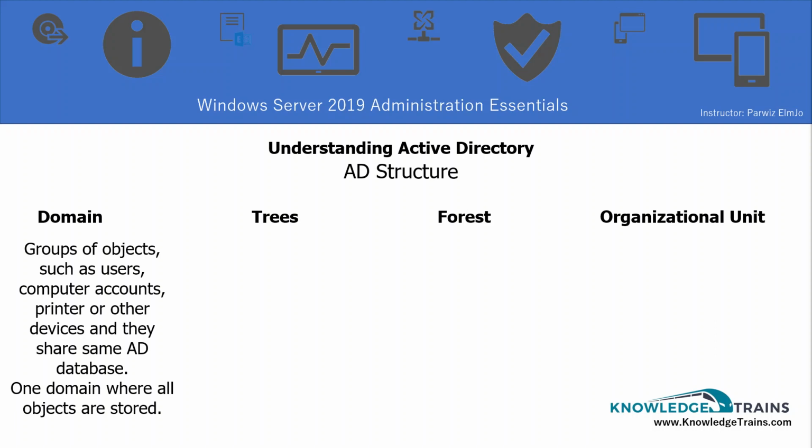For example, you have a domain called knowledgetrain.local, and within that domain, you have multiple other servers that are like additional domains. All of them are called within one domain. They are replicating the same database and sharing the same database. That is why you can call that a domain. So they are within the same domain.